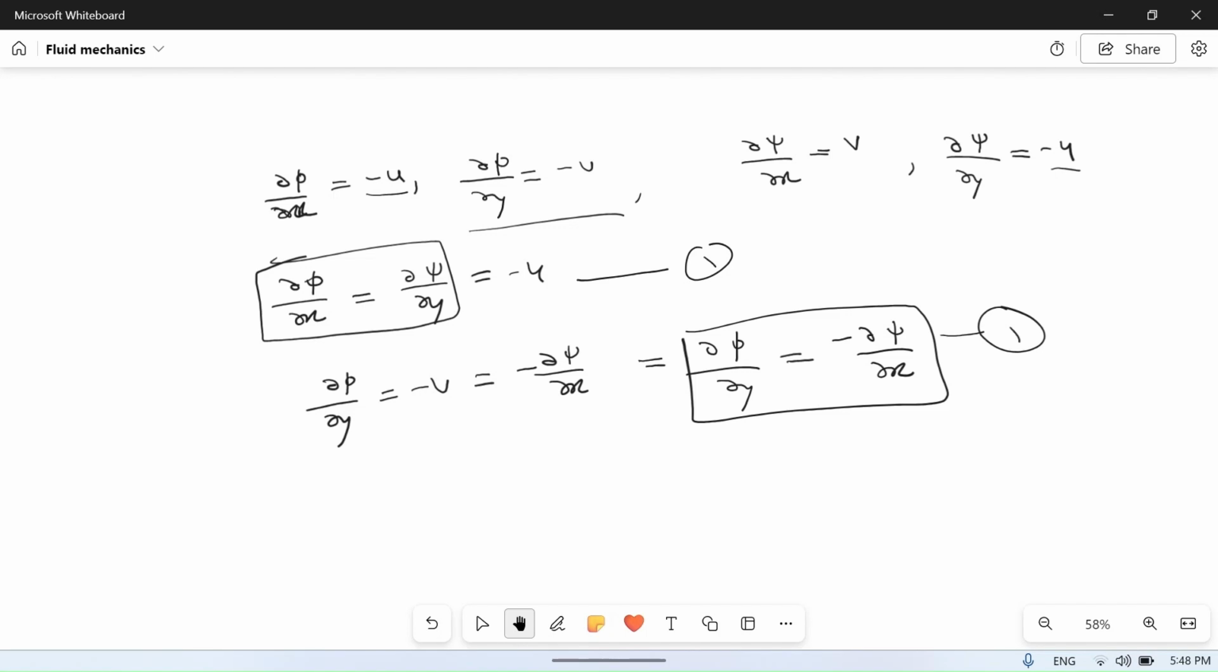Okay, so I hope you guys understood this problem, and in our next videos we will solve some numerical problems based on the stream function and velocity potential function.